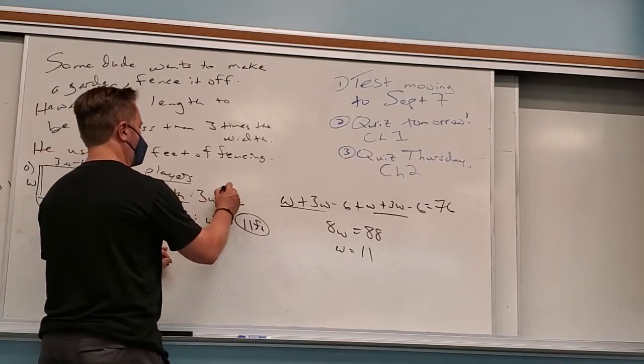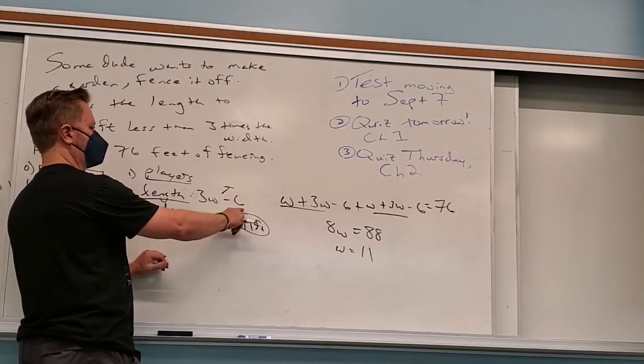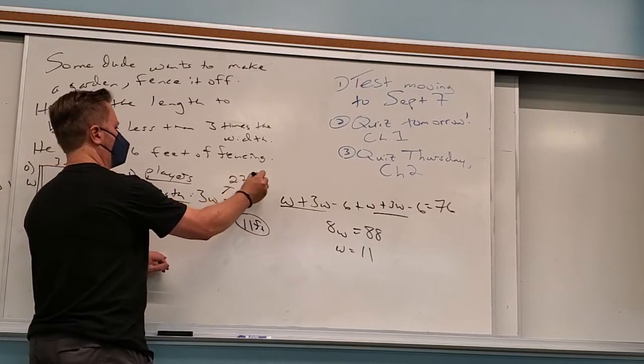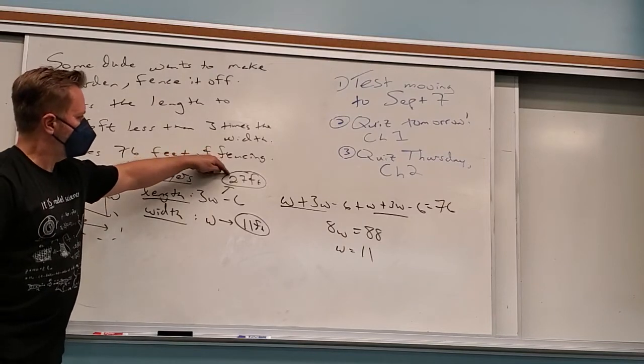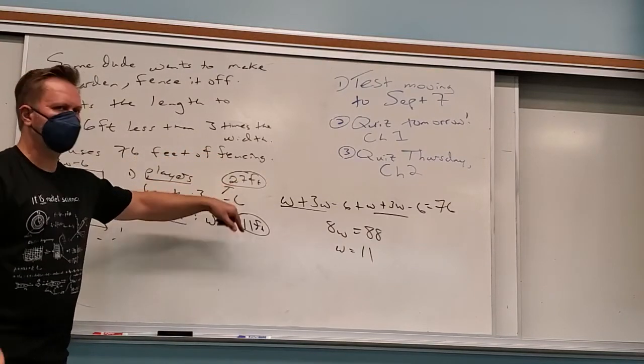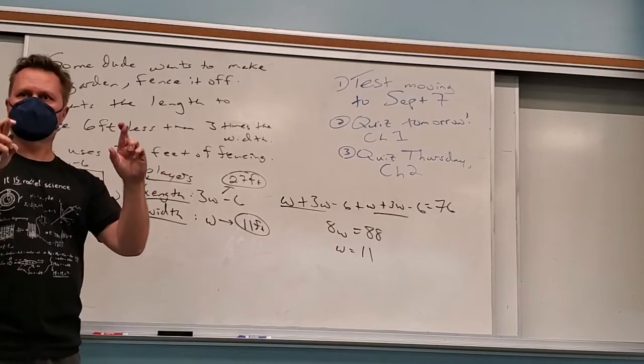And so what's the length? 33, right? 33 minus 6, 27 feet. And if you check this, 27 plus 11 is 38. And if you double that, so you get all the way around, 76. It works.